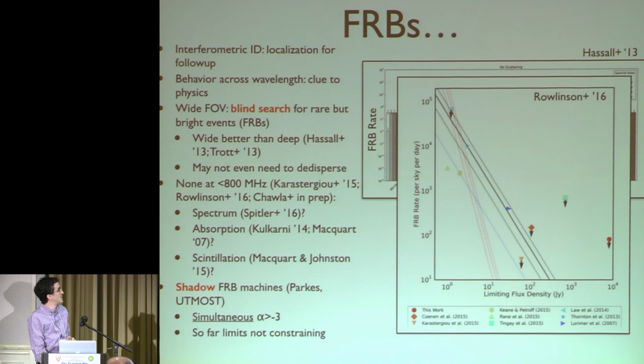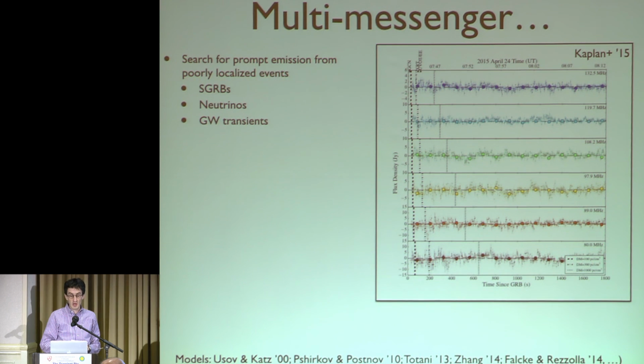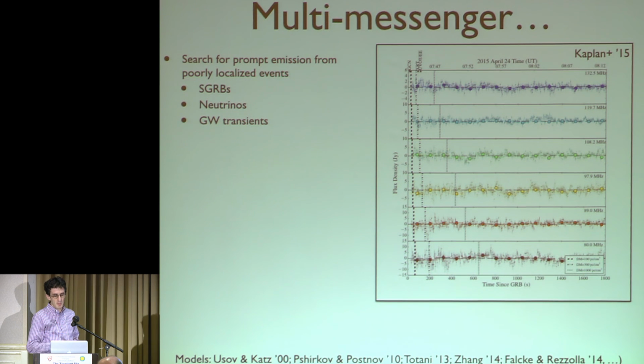We can also take advantage of our wide field of view to look for multi-messenger transients. Here's a short gamma-ray burst where we got on sky within 23 seconds of the X-rays hitting Swift. Sorry, the gamma rays hitting Swift. We didn't see any signal. It was pretty far away, probably not surprising.